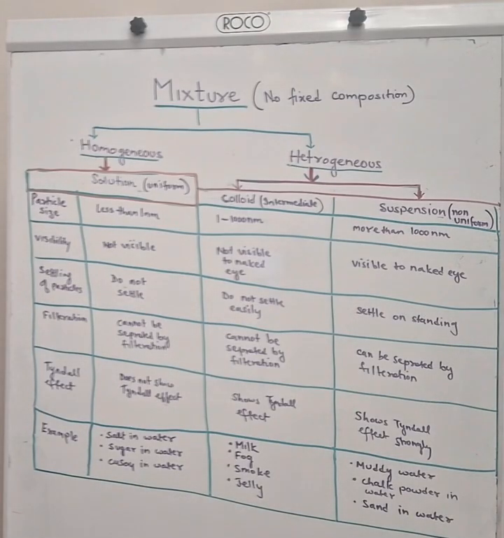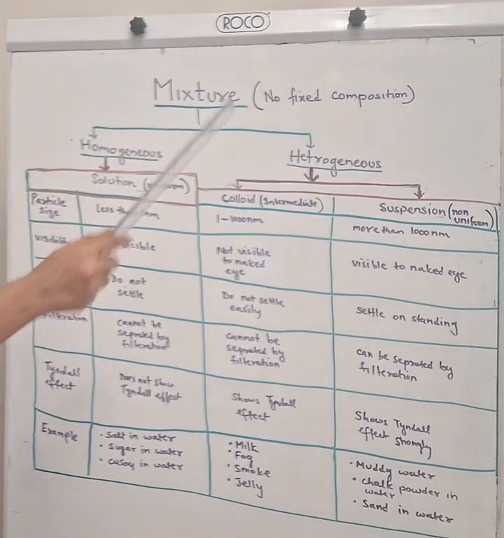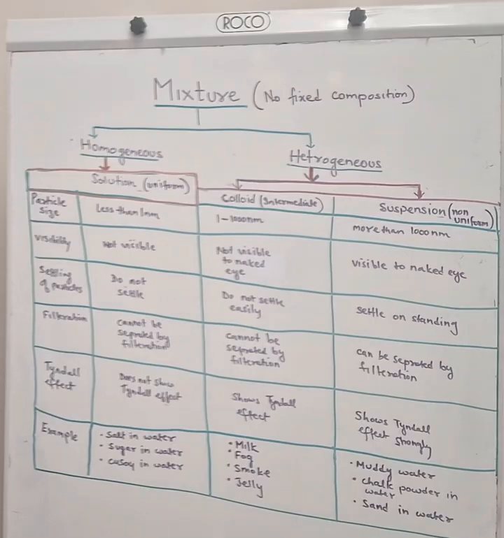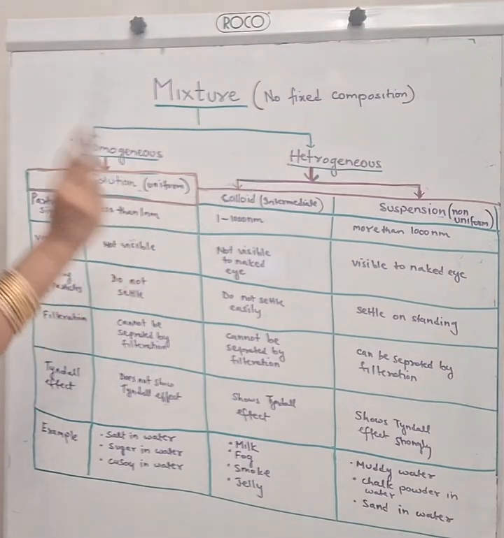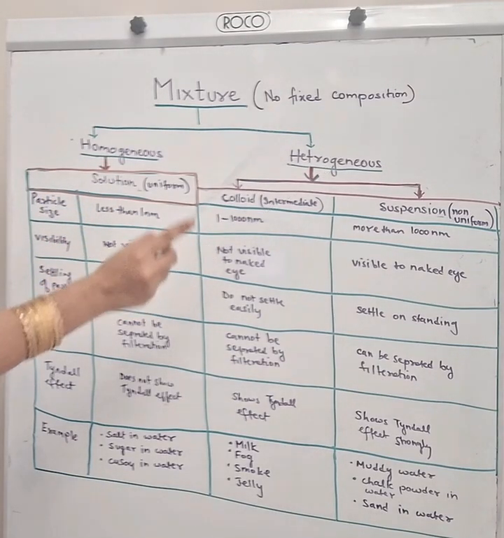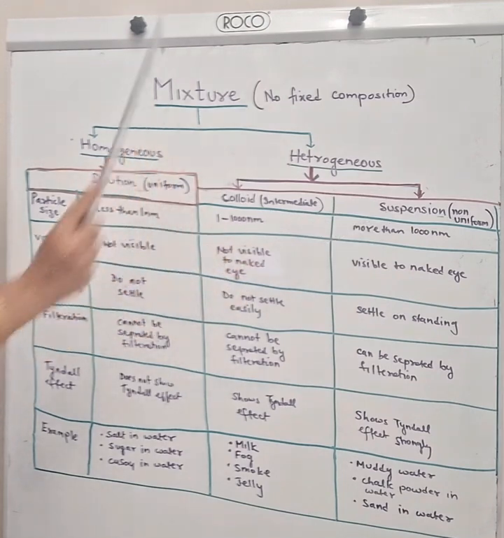Now you understand one thing, here there is no fixed composition. The substances which make a mixture don't mix in a fixed composition. So a mixture doesn't have any fixed composition. Now let us understand that mixtures are of two types: homogeneous mixture and heterogeneous mixture. An example of a homogeneous mixture is a solution, and examples of heterogeneous mixtures are colloid and suspension.